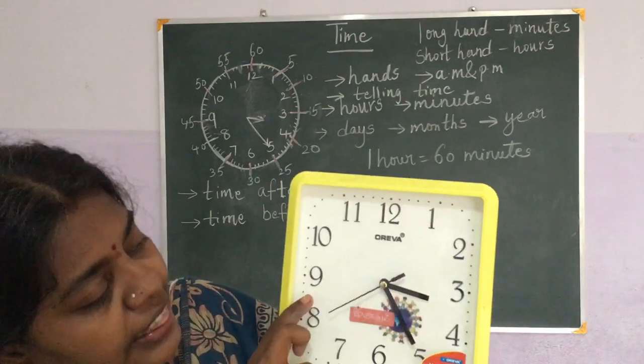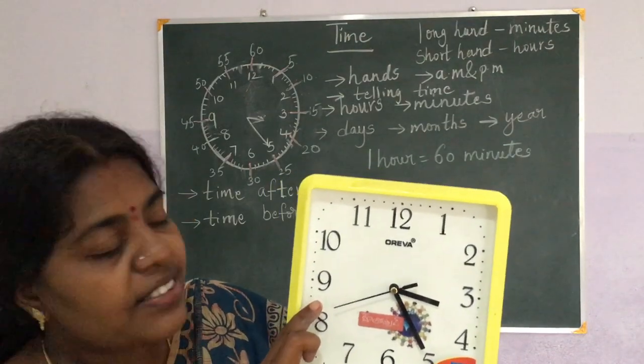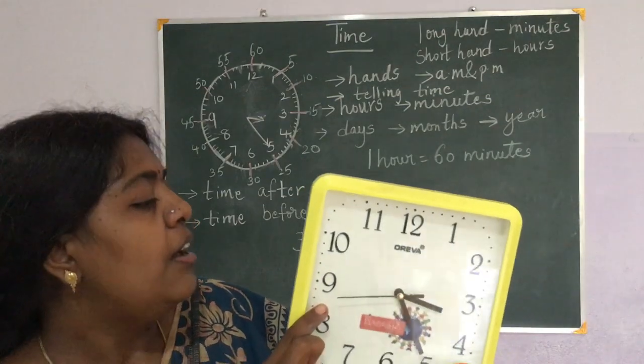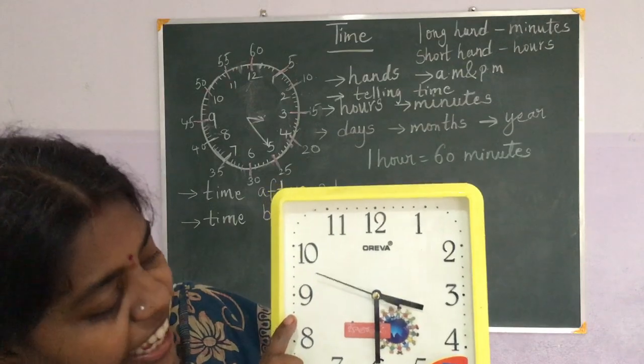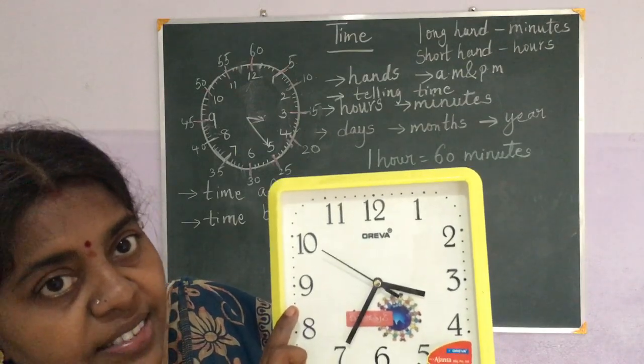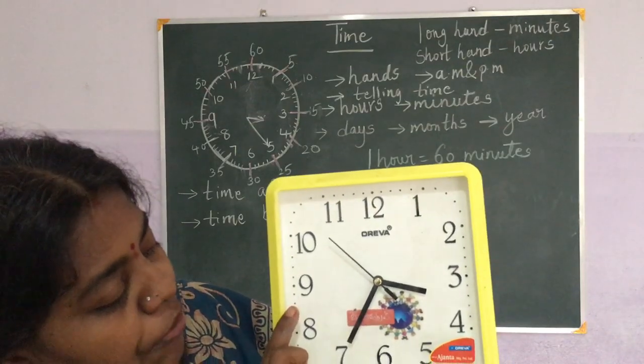Now, you observe 3:30 means 30. 5 sixes are 30, which means the long hand is at 6. 3:30, 3:35. If the long hand is at 7, it is 3:35.